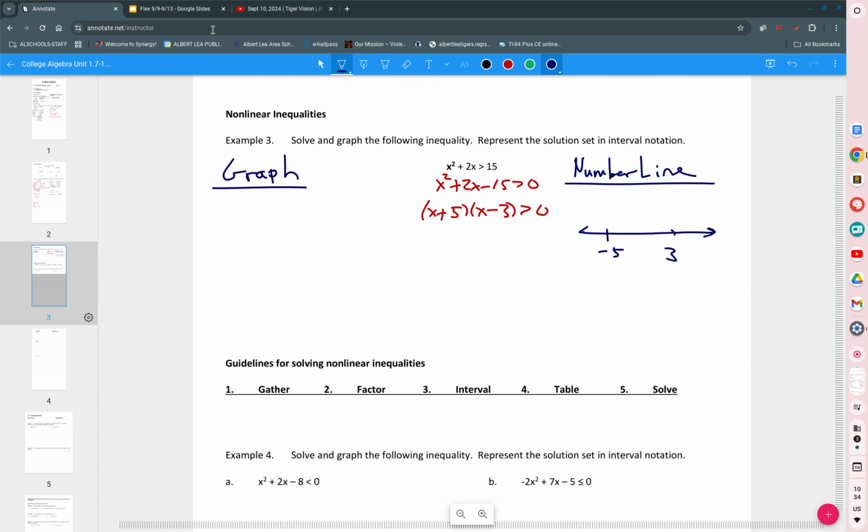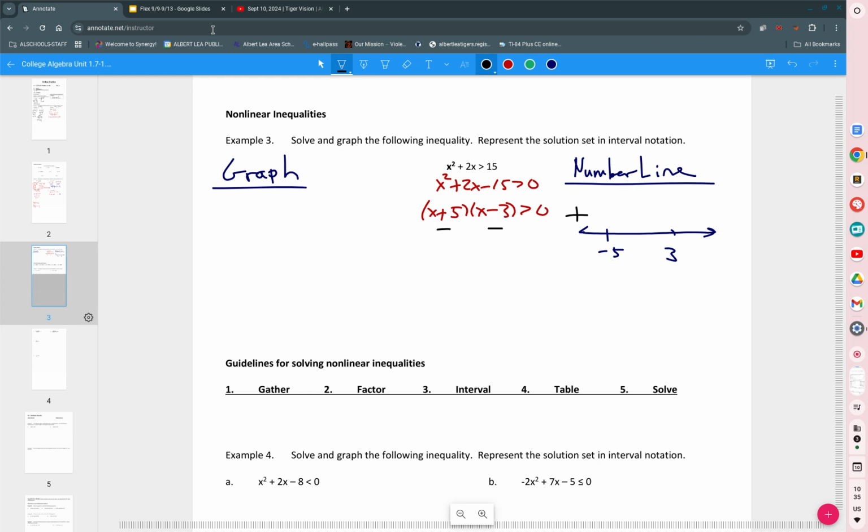And now we test for positives and negatives. Jackson, can you give me a number to the left of negative 5? Negative 6. If I plug negative 6 into this, watch. Negative 6 plus 5, is that positive or negative? Negative. Negative 6 minus 3? Negative. And a negative times a negative is a positive. So any number that you would plug in that way would produce a positive value.